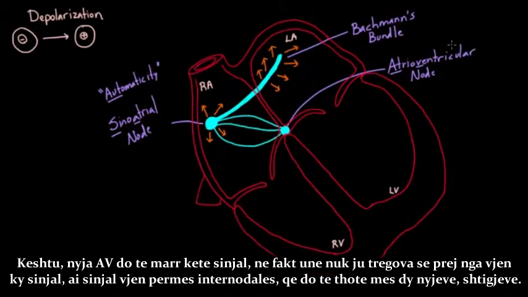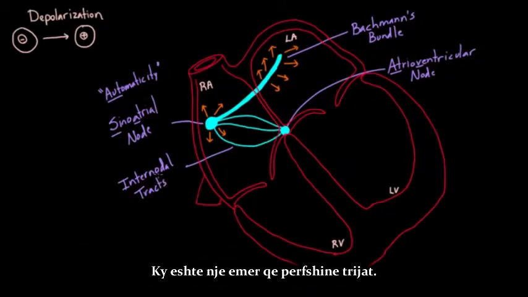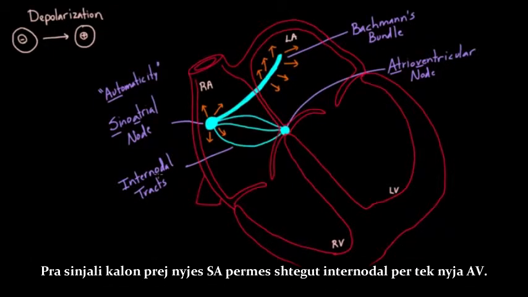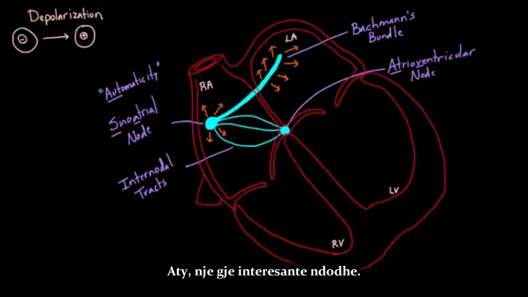So the AV node is going to get this signal, and actually I didn't even tell you what that signal came through. This is kind of a generic name, internodal, just meaning between 2 nodes, tracts. And that's the name for all 3 of them. So the signal went from the SA node through the internodal tracts down to the AV node. And there, an interesting thing happens.